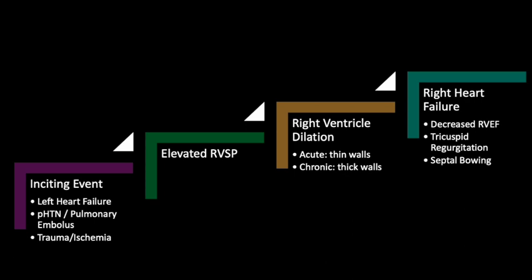If the right heart pressures begin to approximate or even exceed the pressures generated in the left side of the heart, that intraventricular septum can start to bow or flatten, and that will distort the anatomy and the function of the left side of the heart as well.